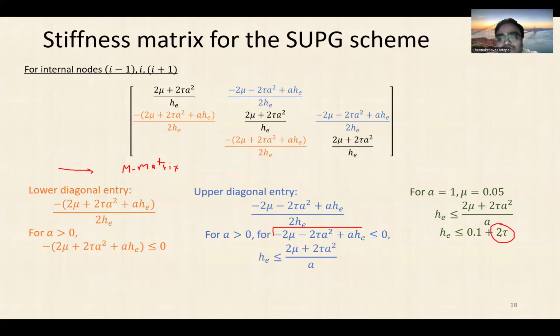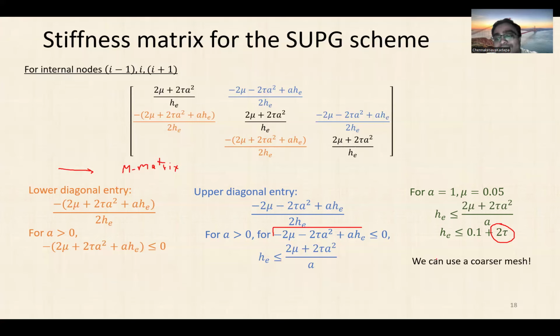Right? Okay. So now we have an extra term, 2 tau. For any tau greater than 0, 0.1 plus 2 tau is always greater than 0.1. So that means the mesh size, the element size that we need, can be higher. Okay, so it's going to be higher.